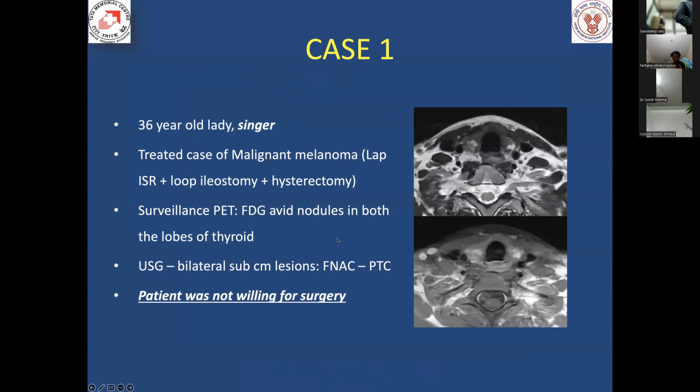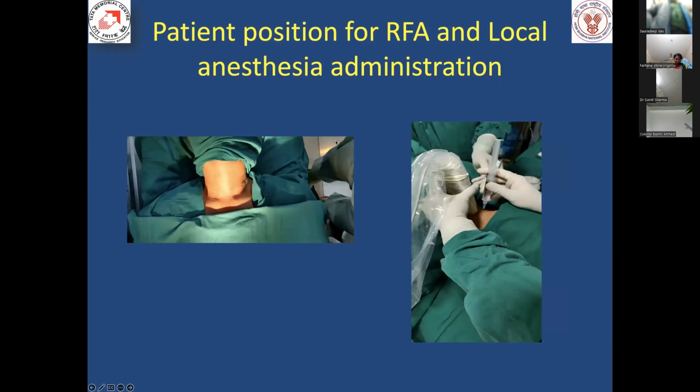She was a known case of malignant melanoma rectum. She underwent surgery, and in the follow-up surveillance PET scans, it showed FDG avid nodules in the thyroid. So the melanoma was under control, but the thyroid showed uptake. Ultrasound showed bilateral sub-centimeter suspicious lesions. FNAC done turned out to be papillary tumor. Again, the patient was very clear that she, being a singer, does not want any damage to the nerves, and her voice should not change. So it was referred for surgery.